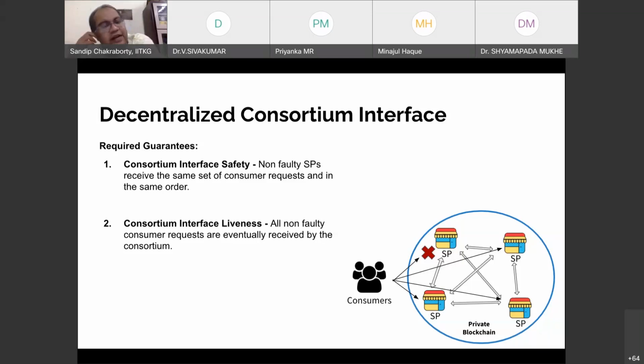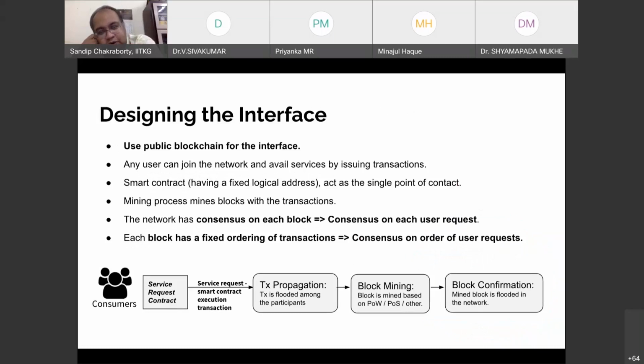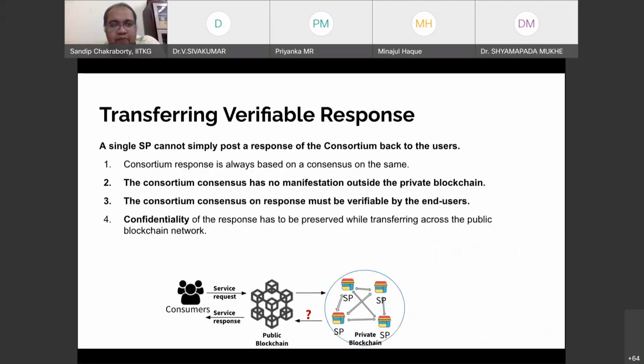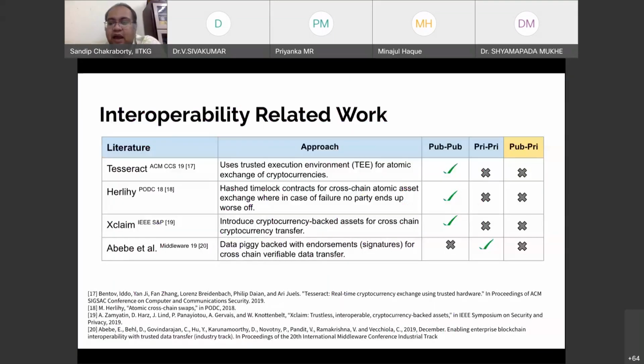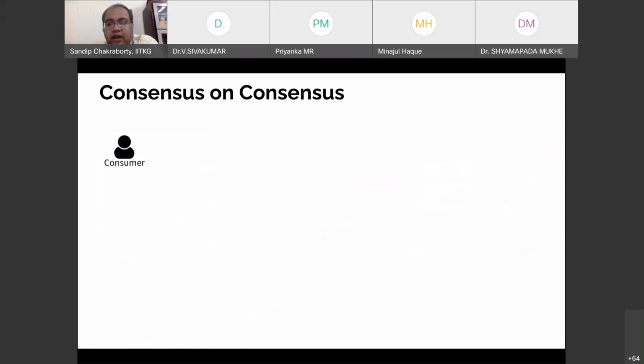To design this architecture, let me not go into the details and instead explain with the help of an architecture diagram how it actually works. The core idea is that the users or consumers are part of a public blockchain network, which provides the interface to the service providers, and the service providers are part of a closed blockchain network.